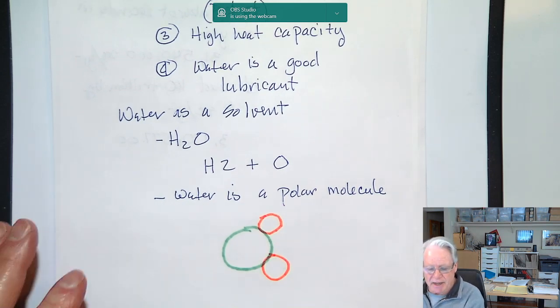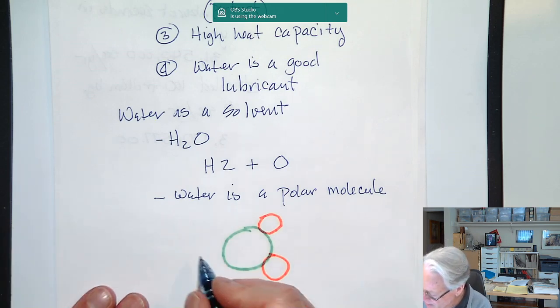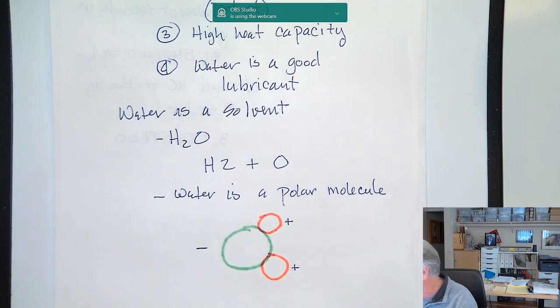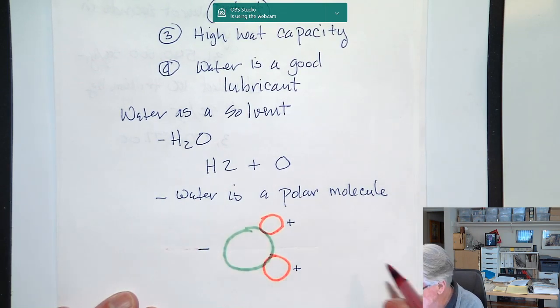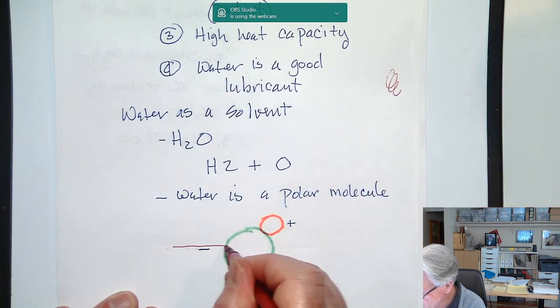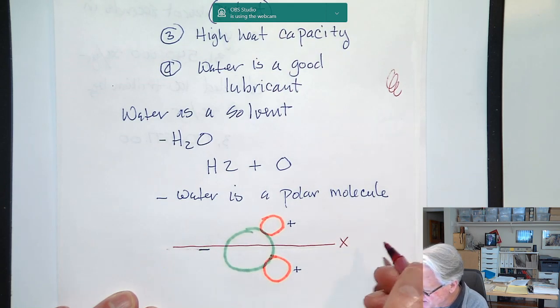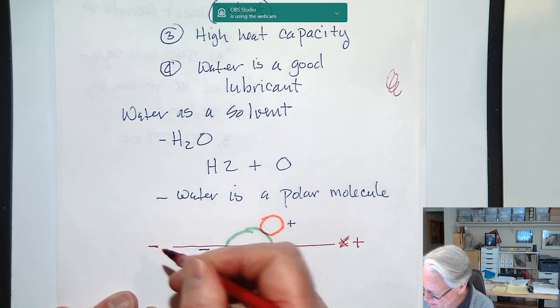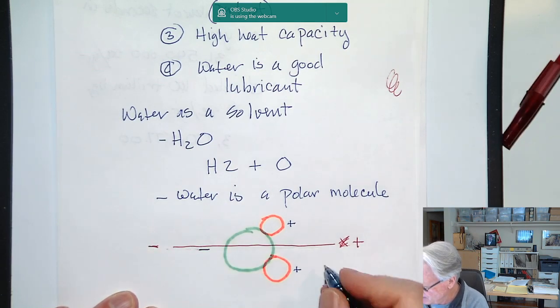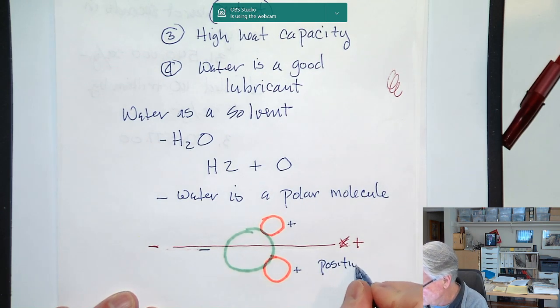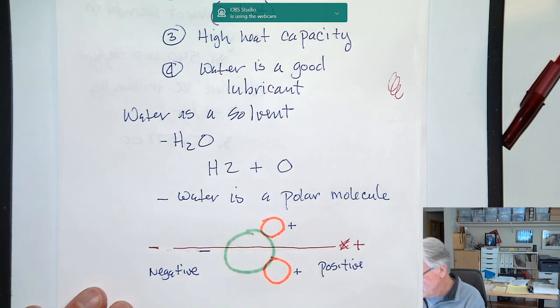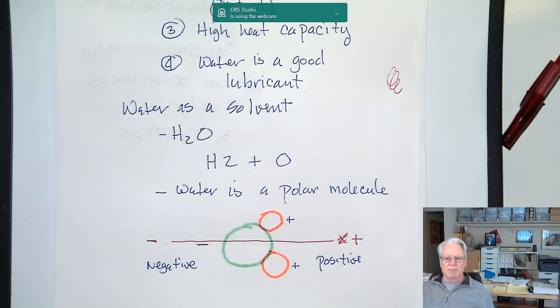And what we're going to get is negative here, positive here, positive here. So if I were drawing a line through here, if I had something that worked, there we go, then I would have a positive side over here and a negative side over there. Okay, so this would be positive. This would be negative. And that makes that water molecule a polar molecule.